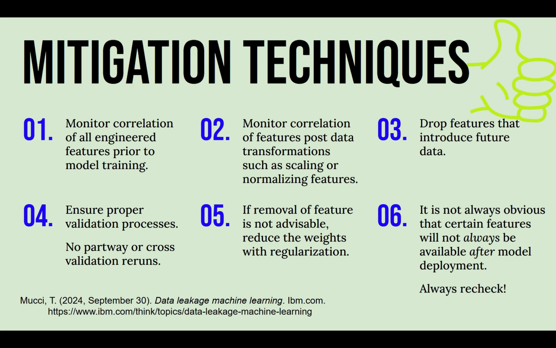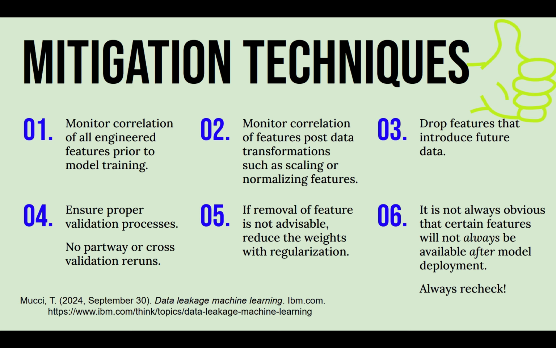So here we are. Mitigation techniques. Some mitigation techniques, if we were to create a model that already contains data leakage: we could monitor correlation of all engineered features. This is prior to testing or prior to training, that's just a prevention. Monitor correlation of features post data transformations, such as scaling and normalization features, and we've talked about that. We would have to go back and drop features that introduce future data.